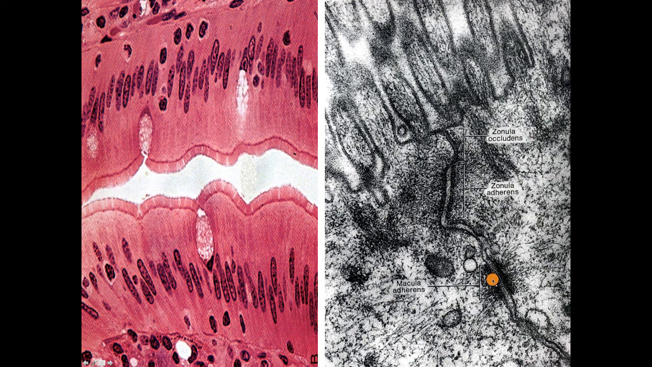What's notable in this micrograph, you can see portions of the microvilli. You can see filaments that are going into the microvilli. These would be actin filaments. These would also be actin filaments associated with the zonula adherens. These filaments on the macula adherens would be keratin filaments.